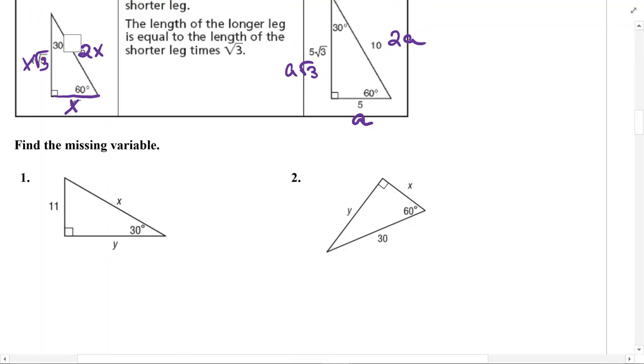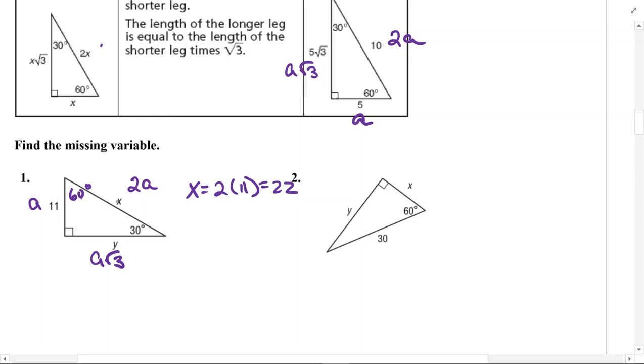So let's look at the first problem. This is a 60-degree angle. So this is our A, this is our 2A, and this is A rad 3. So x would equal 2 times A, so 2 times 11, which is 22. And the reason this one is A is because it's adjacent to the 60-degree angle and not the hypotenuse. Y would equal A rad 3, our A was 11, so 11 rad 3. So x is 22, y is 11 rad 3.